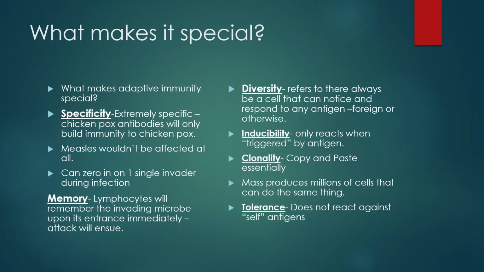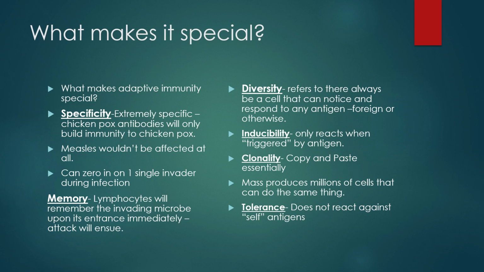What makes adaptive immunity so special? Well, it has specificity. This means it's extremely specific. Like, chickenpox antibodies will only build immunity to chickenpox. They wouldn't build immunity to measles or mumps or rubella, anything like that. They wouldn't be affected by it. They can zero in on one single invader during infection. That doesn't mean that's the only thing they will go in and zero in on, but they have the capability of doing so. Another thing that makes it special is memory.